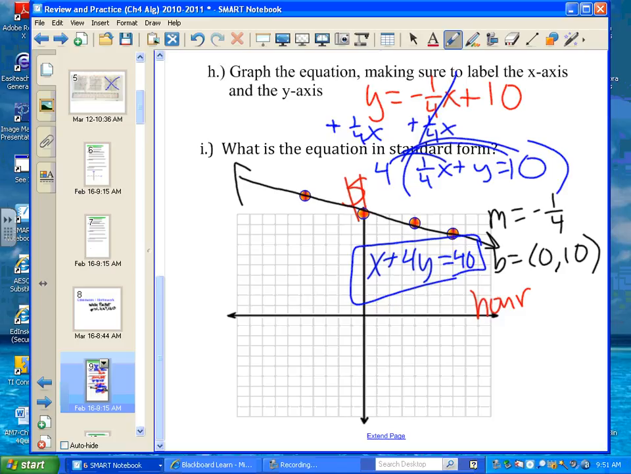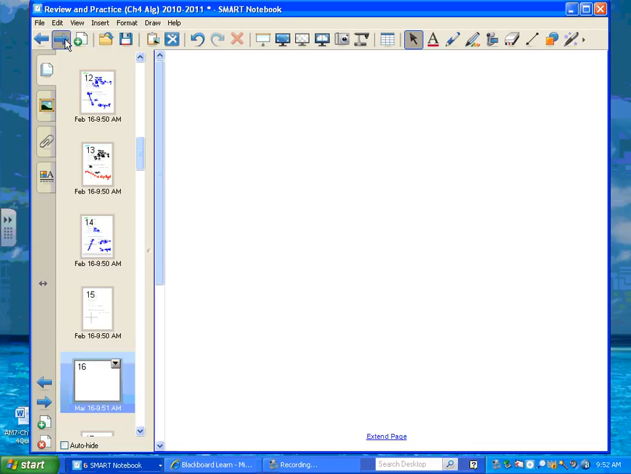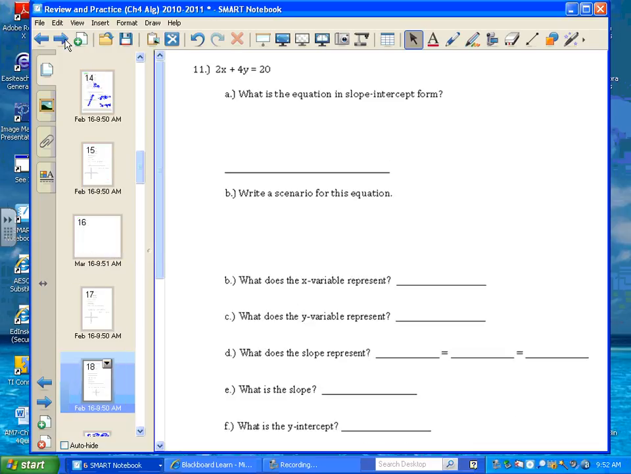Okay, let's go to number 11. This is the last one we're going to do together for today. Okay, number 11 is different. Instead of giving you a scenario, they now give us an equation in standard form. So the first thing you need to do is put this into slope-intercept form. So just like Miss Wingrove did, I want you guys to make sure that you're circling y. We need to get y by itself. So Jack, what's the first thing we need to move to get y by itself?